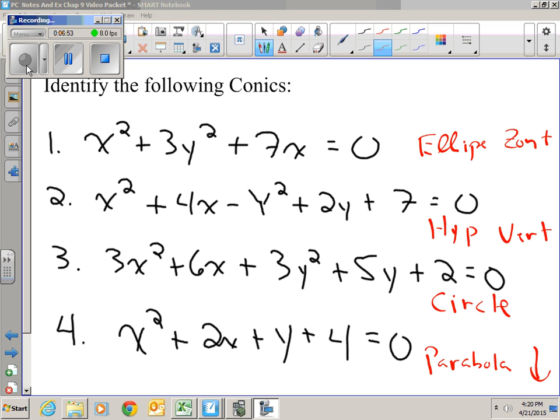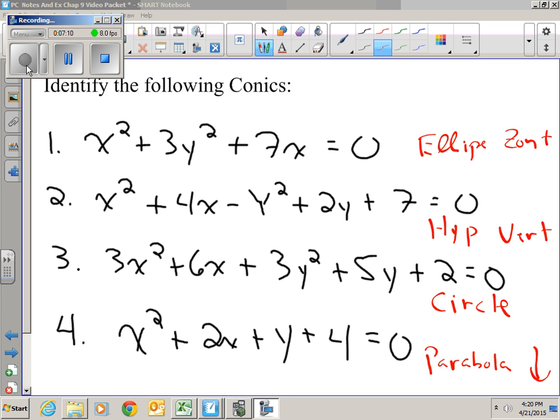Okay, the first one is actually an ellipse and it's horizontal, and you can tell that by looking at the A and the C terms and seeing that they have different numbers, but they're both positive. We can look at the second one, that's a hyperbola, and it's vertical, and we know that because it has a positive x squared term and a negative y squared term.